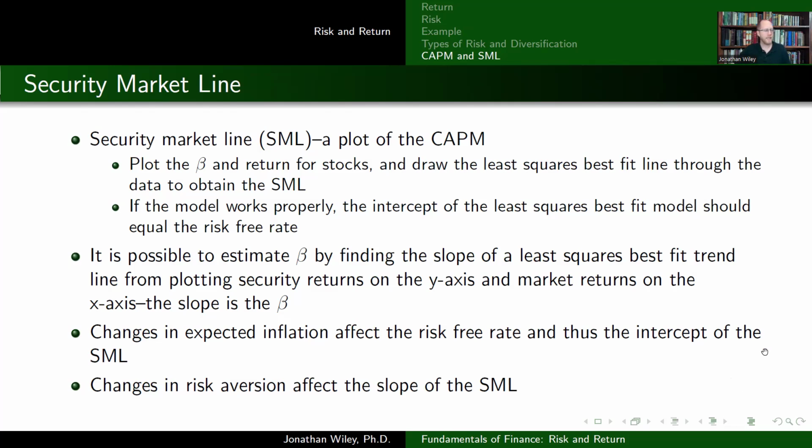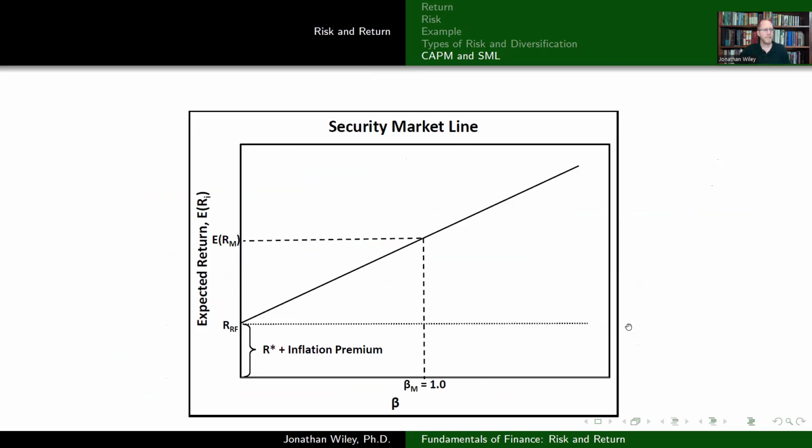I'm going to go to the next slide here and then come back for a moment. Basically, this is the graph that you ought to get. If I plot a whole bunch of betas on the x-axis and the expected returns on the y-axis, what ought to happen is I get all these little dots right along this line. This solid line here is the security market line, or SML. Everything ought to fit nice and neatly along that line.